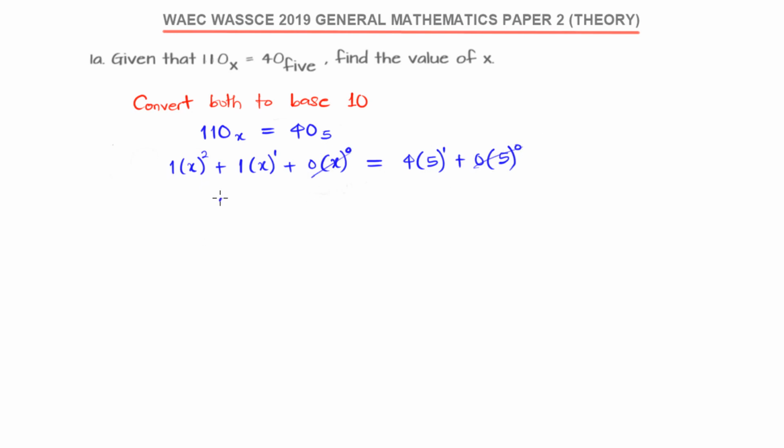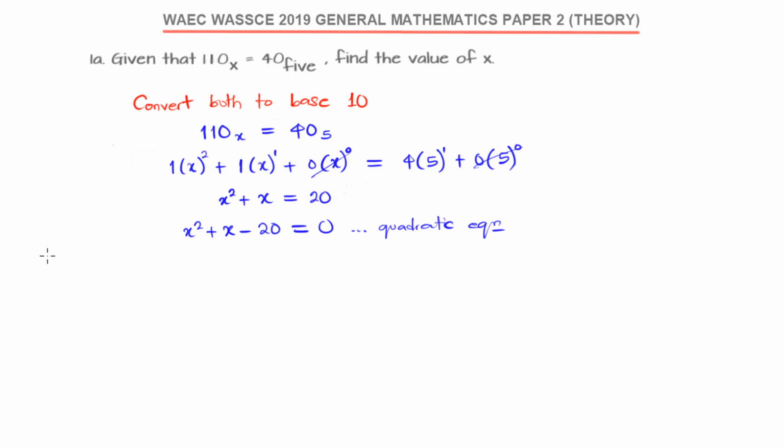Now, 0 multiplied by any number is 0. And we are going to have here 1 times x squared is x squared, 1 times x is x, and 4 times 5 is 20. This is going to give us this quadratic equation that we can attempt to solve with whatever method is best suited for us. Here, I'm going to be employing the factorization method.